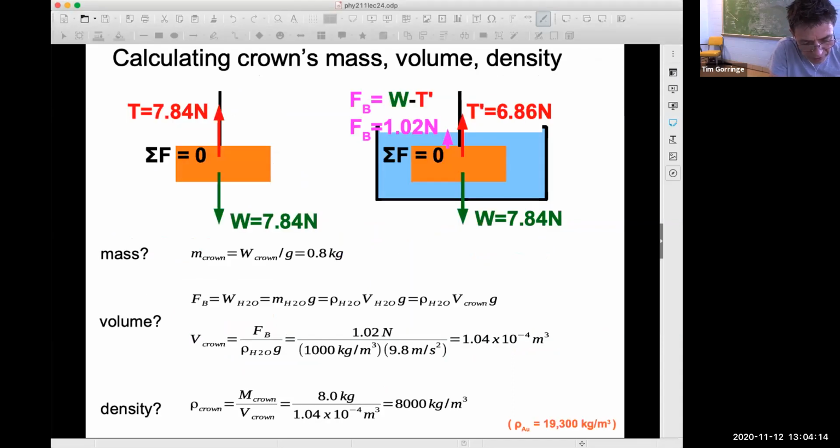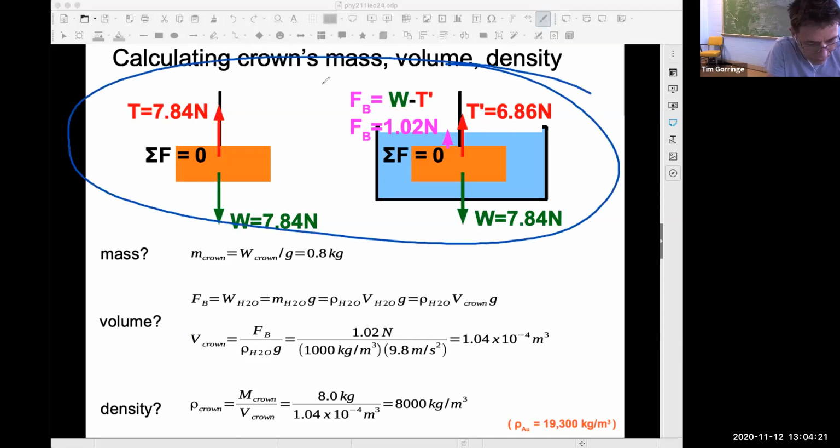Okay, so now I'm going to go on to the calculations. So upstairs here, I'm just reproducing the sketches from the last slide so that we have them. And most importantly, they gave us the buoyant force here. Okay, so we want the density of the crown. I want to know whether I just found a gold crown in the junk shop, or it's just a fake crown that I found in the junk shop. To find the density of the crown, well, what is density? It's mass over volume. I'm going to need the mass and the volume of the crown.